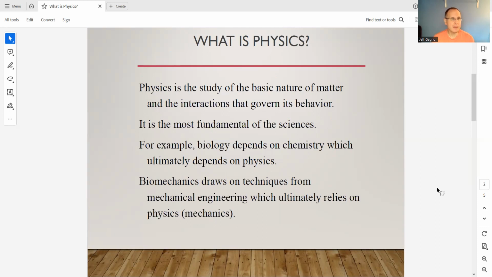Now, biomechanics, or human movement science in particular, draws on techniques particularly from mechanical engineering, but mechanical engineering ultimately relies on physics. In particular, it relies on the topic of mechanics. Okay, so that's why we need to study at least the basics of physics so you can start understanding human movement.